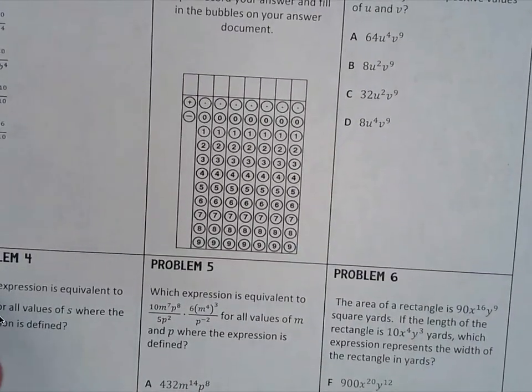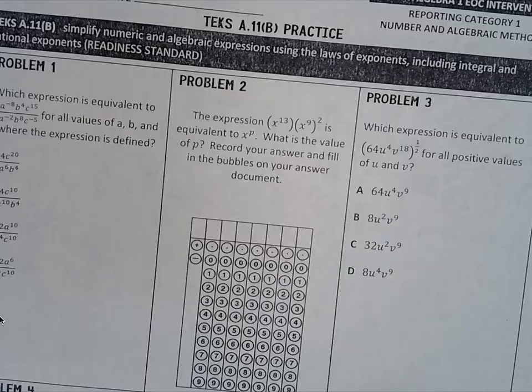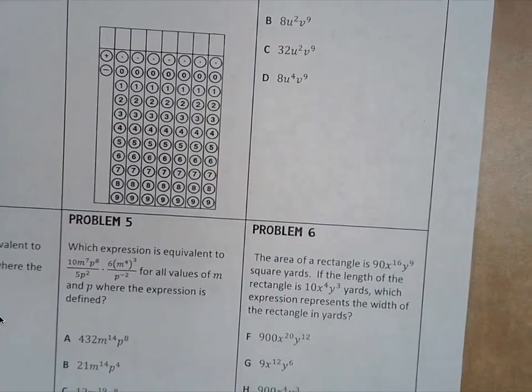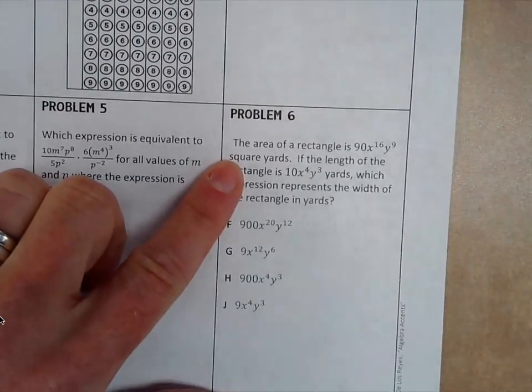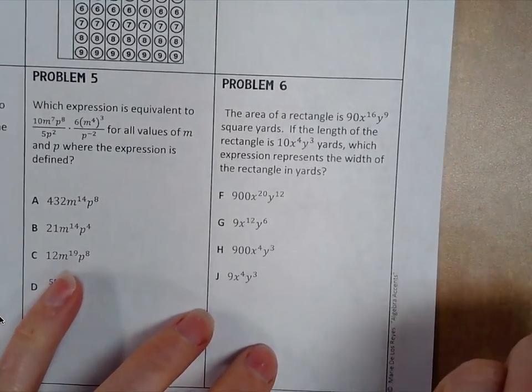So let's look at number 6. It says the area of a rectangle is 90 x to the 16 y to the 9 square yards. If the length of the rectangle is 10 x to the 4th y to the 3rd yards, which expression represents the width of the rectangle in yards? So let's think back to the formula.